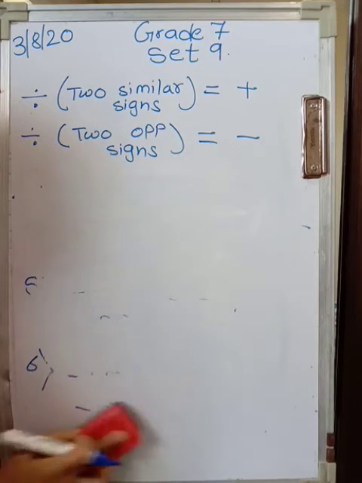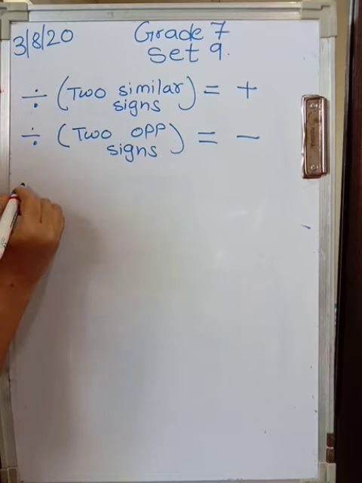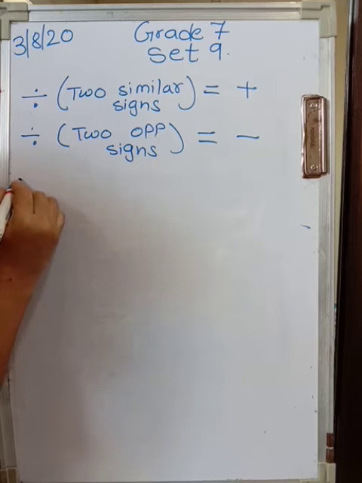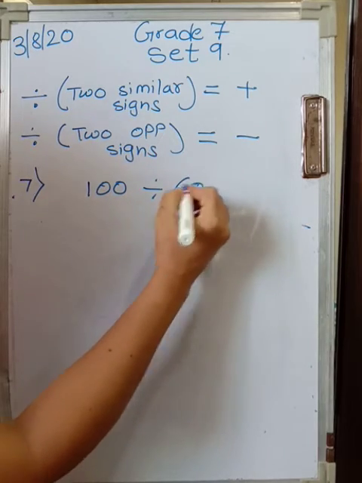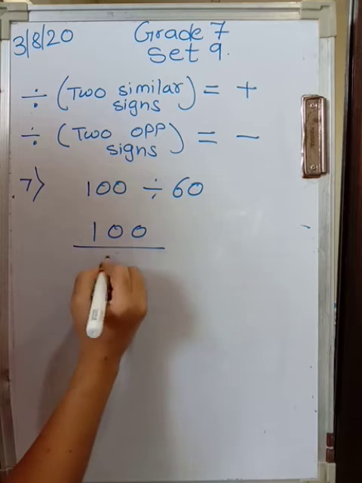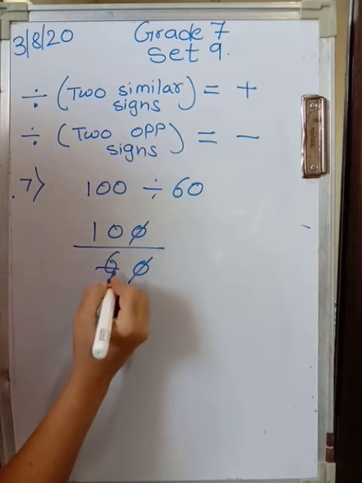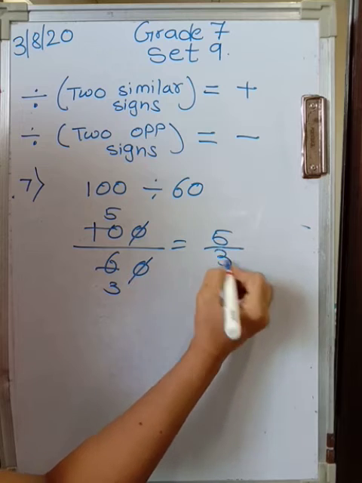I hope you all are understanding. Please pause the video and take it down. So now we were at the seventh problem I guess. So it is 100 divided by 60. Okay. So what we have? 100 upon 60. Zero, zero cancel, 2 threes are 6 and 2 fives are 10. So the answer is 5 upon 3.